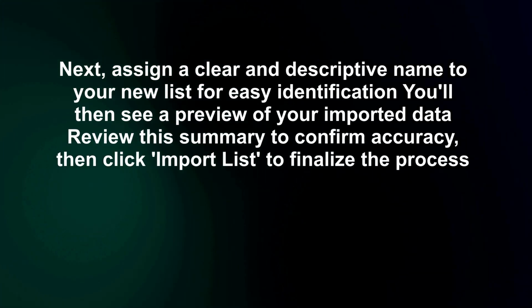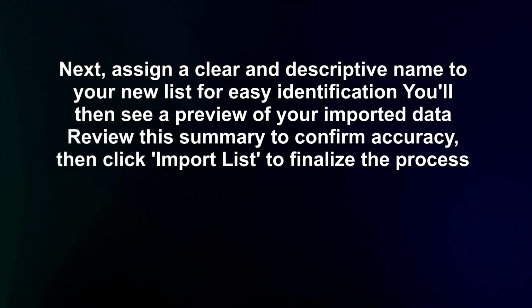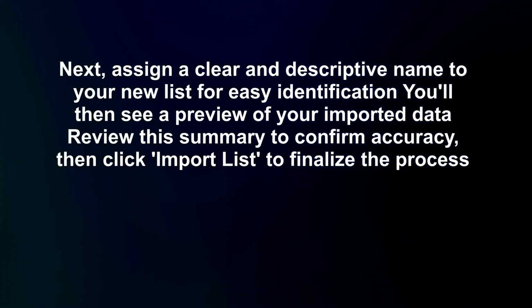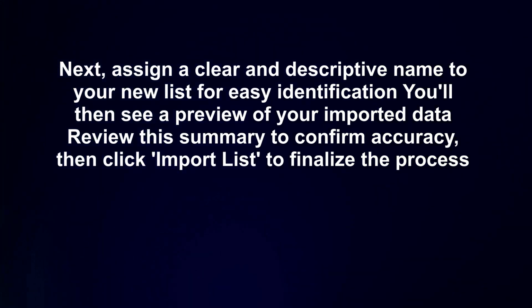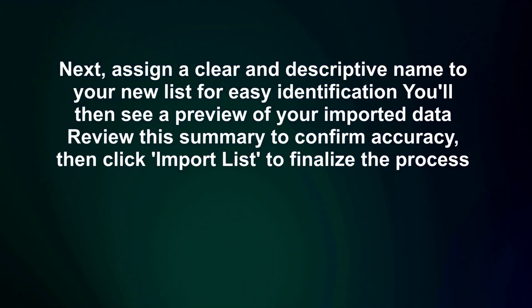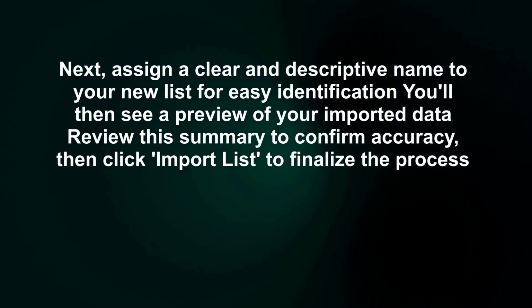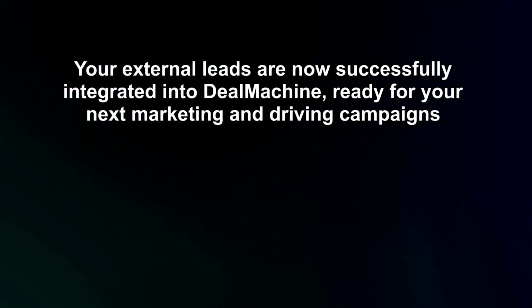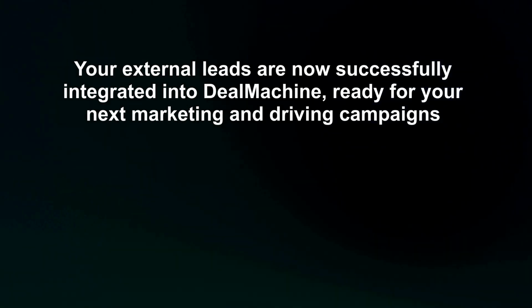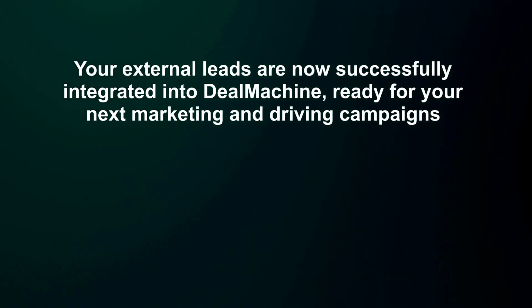Next, assign a clear and descriptive name to your new list for easy identification. You'll then see a preview of your imported data. Review this summary to confirm accuracy, then click Import List to finalize the process. Your external leads are now successfully integrated into Dealmachine, ready for your next marketing and driving campaigns.